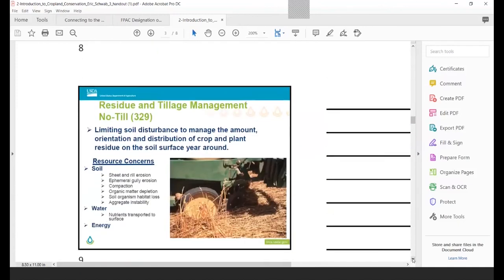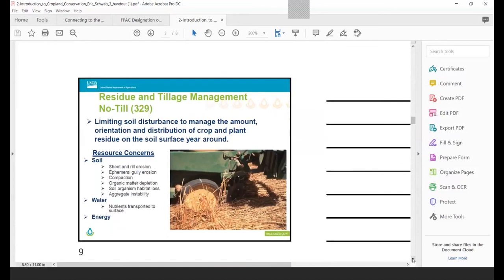The next practice I'm going to talk about is residue and tillage management, no-till, 329. This limits the disturbance and the orientation of crop and plant residue on the soil surface year-round. The criteria for this standard is what they call a soil tillage intensity rating, a STIR rating of 20 or less, which is a calculation we primarily do in RUSLE2.